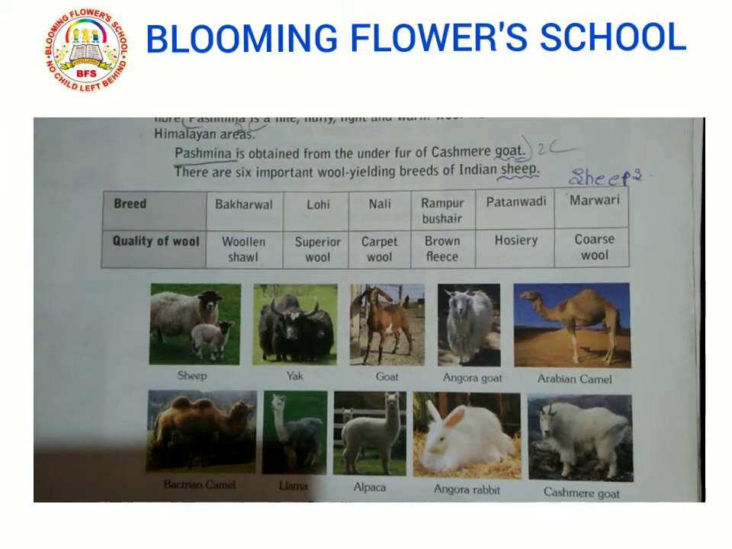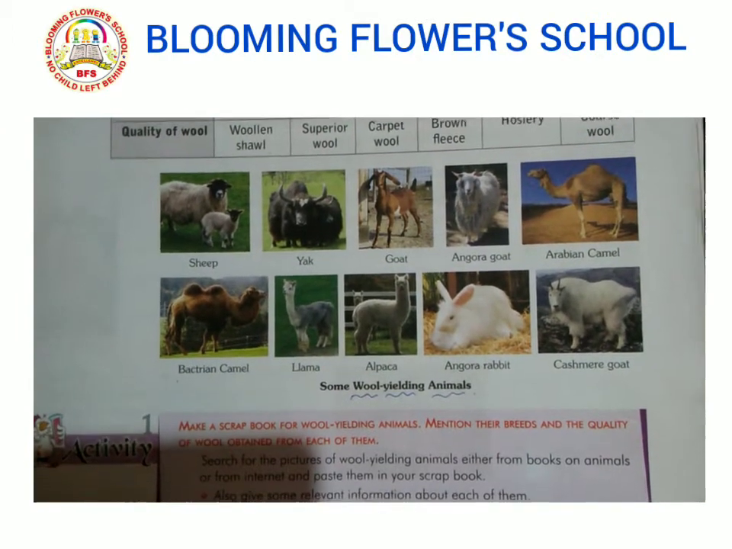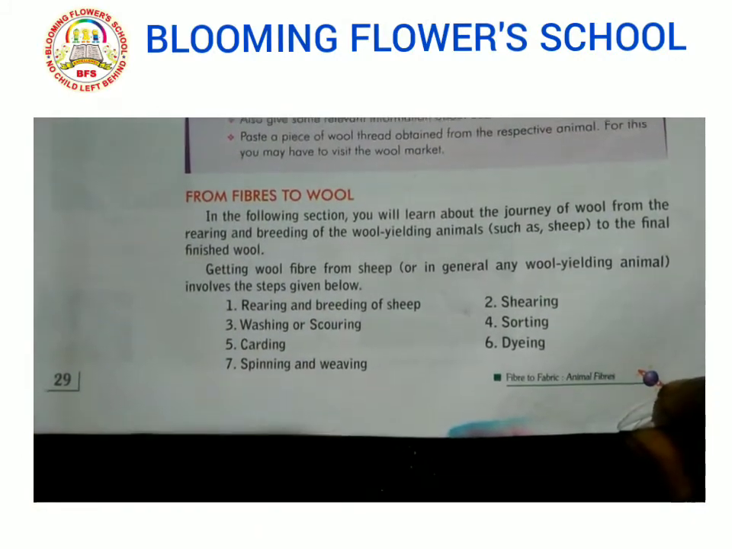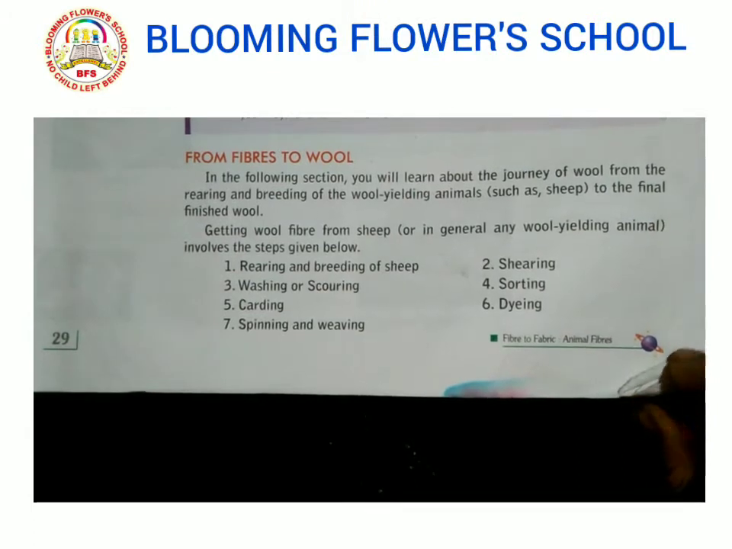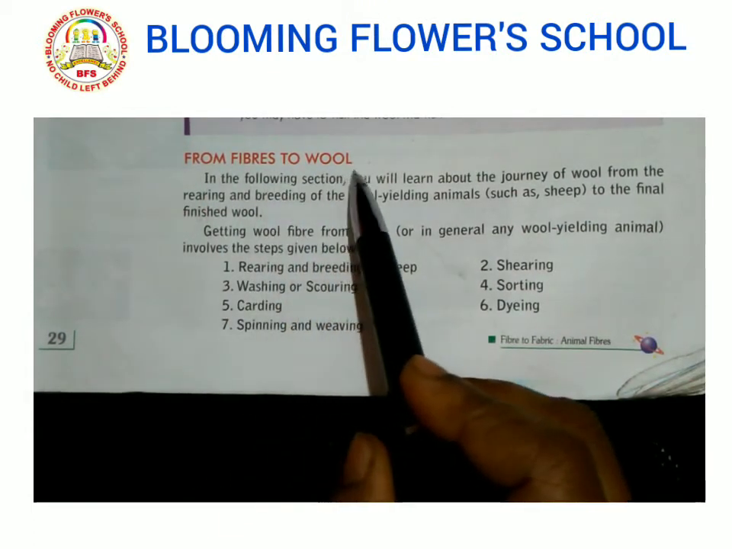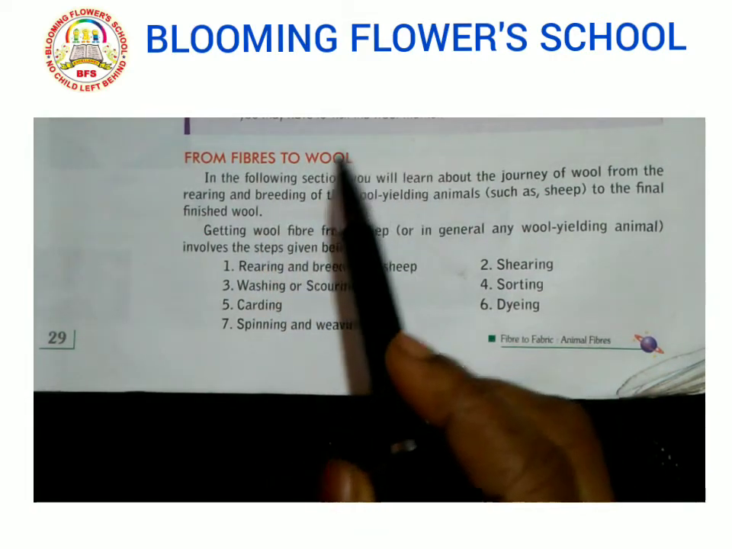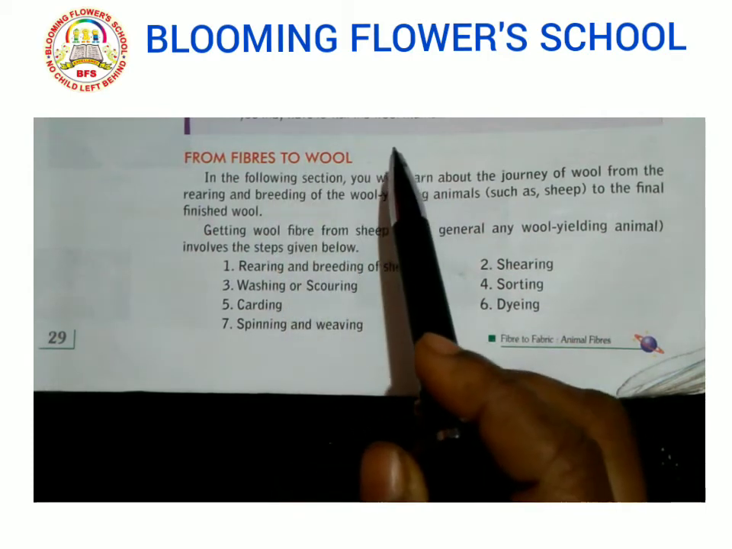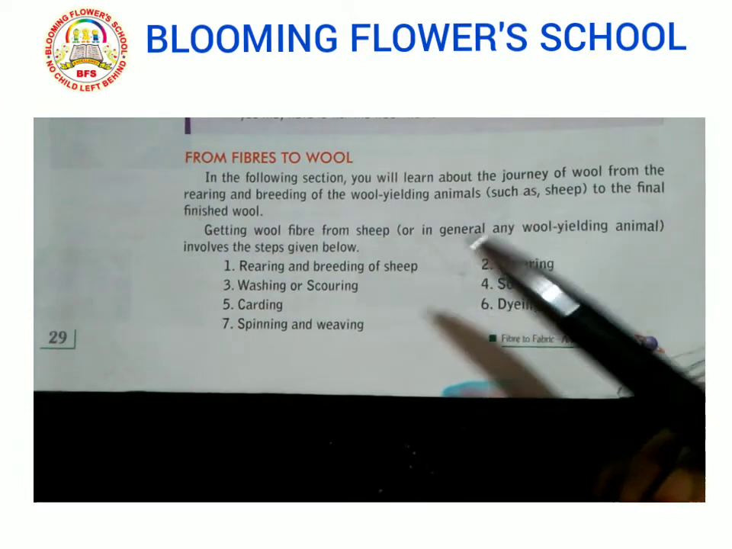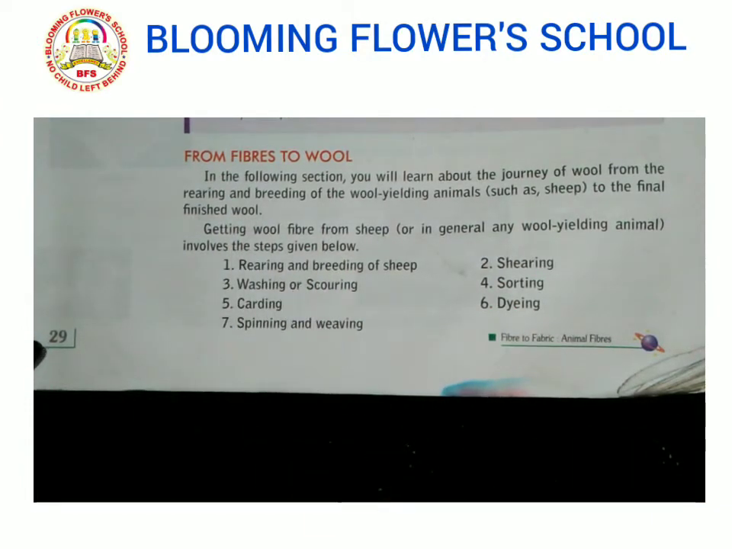So all these are what? These are wool yielding animals. Now what we discuss is from fiber to wool. We'll have a discussion about how the fiber is now converted into wool. Which fiber? That particular animal's hair. How do they convert that hair or fiber to wool? This is important now. There we have a different procedure.